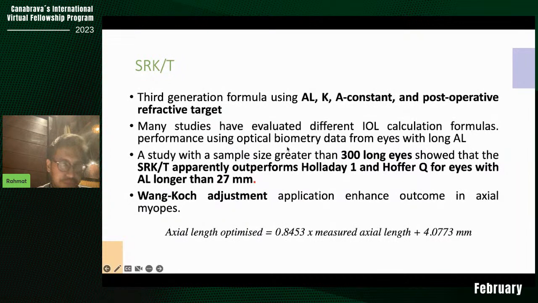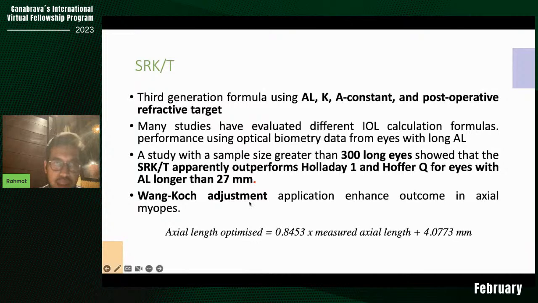So there are several formulas that I want to discuss. The first one is SRK/T, which is a third generation formula using axial length, K keratometry, an A constant, and also postoperative refractive target. A study with a sample size of greater than 300 long eyes showed that the SRK/T apparently outperforms Holladay 1 and Hoffer Q for eyes with axial length longer than 27 millimeter. And there's also the Wang-Koch adjustment to be applied to enhance the outcome in axial myopia.